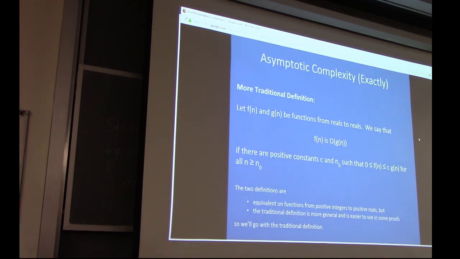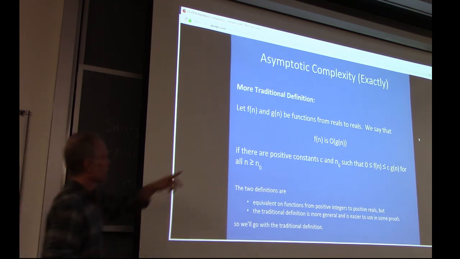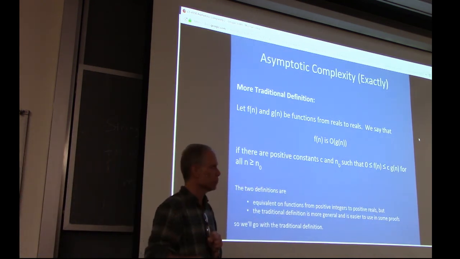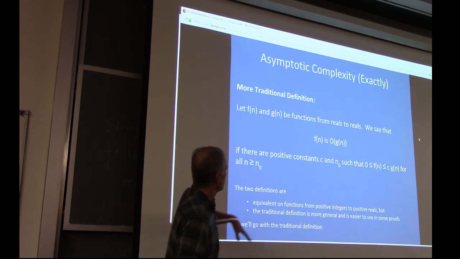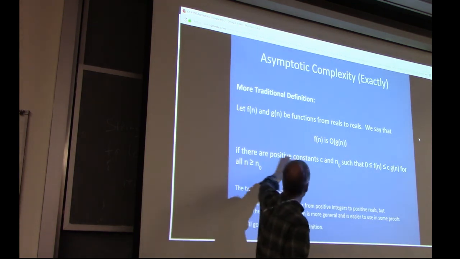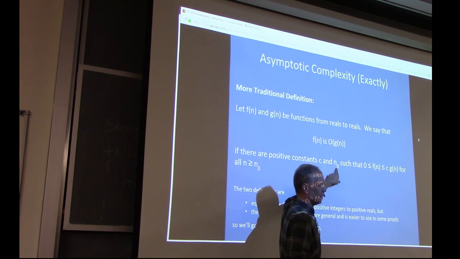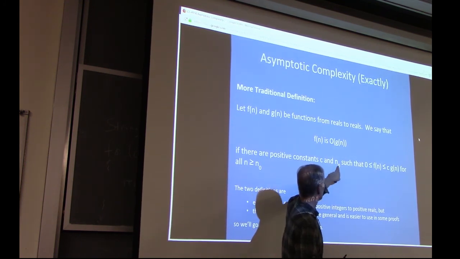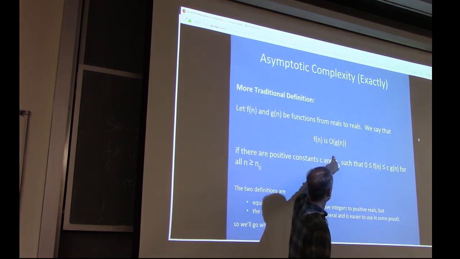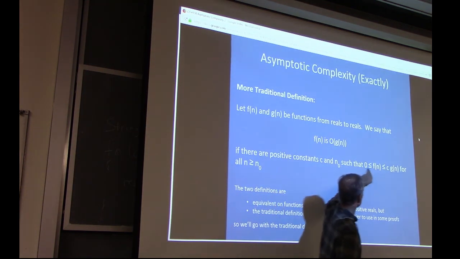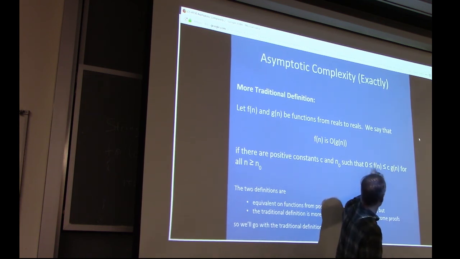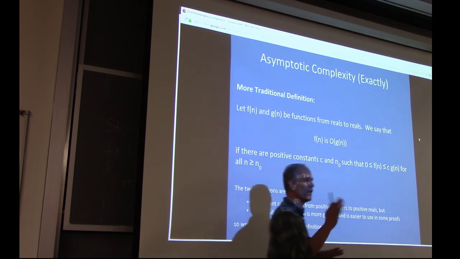Okay, so let's focus on the differences. The functions are from reals to reals. We don't just care about what happens at the integers. And we have to find two constants, c and n naught. Or another way to think about it is we get to pick two constants, because this n naught makes our life easier. What does n naught do for us? We have to show this inequality. We have to show that g of n is not negative, and we have to show that c times g of n is bigger than f of n. How does n naught pay off for us?